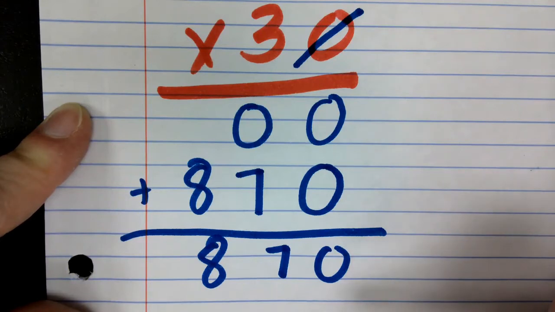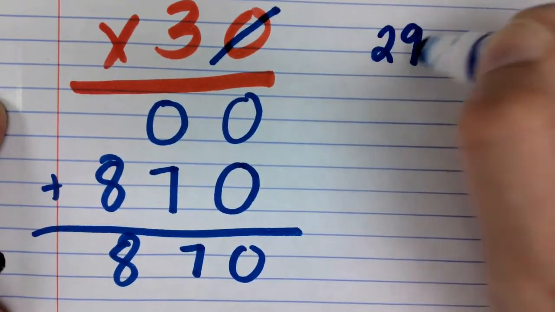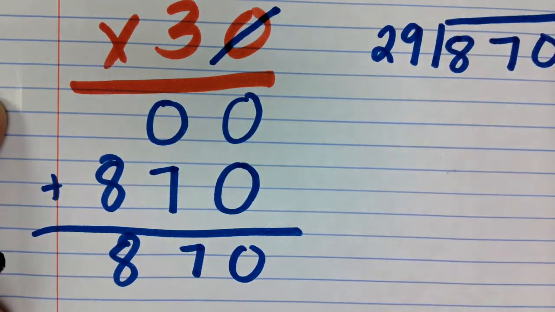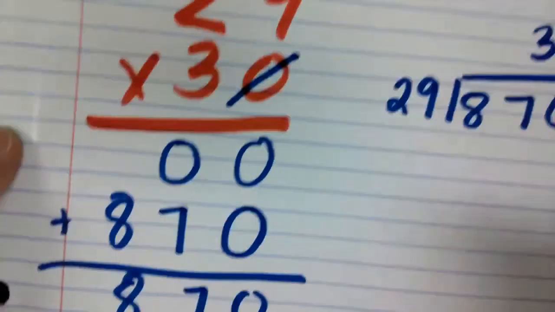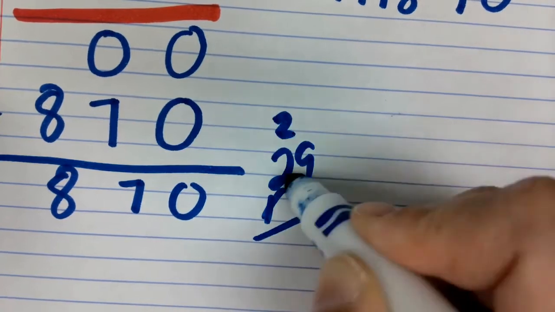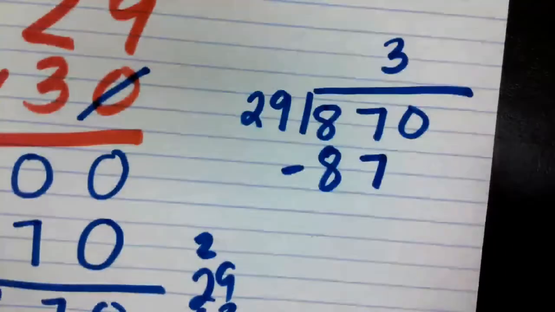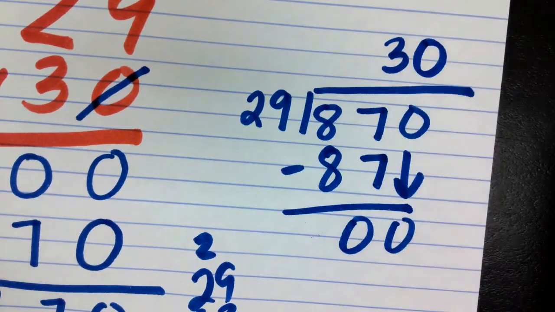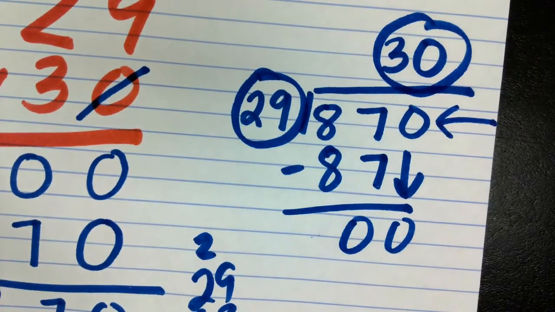Now, if I really want to check, I can go back and divide this out just to double check my work. It's a good idea to get into that practice. 29 into 870. 29 goes into 87 3 times. And over here, I'll do work on the side. 29 times 3 is 87. So 3 times 29 is 87. I subtract. I still have the 0 to bring down. 29 goes into 0 times. And so 29 times 30 is in fact 870.